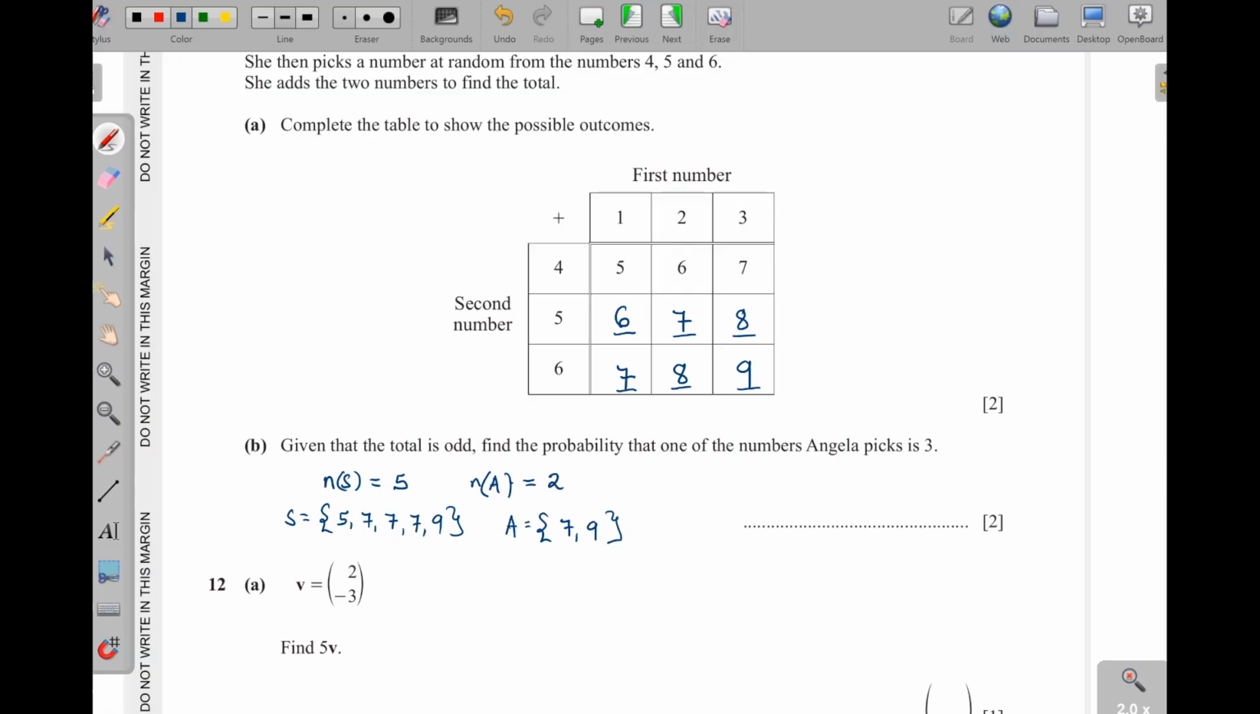So probability, remember, the probability of A is going to be n of A over n of S. So this will automatically give us a 2 over 5. 2 over the 5, as simple as that.